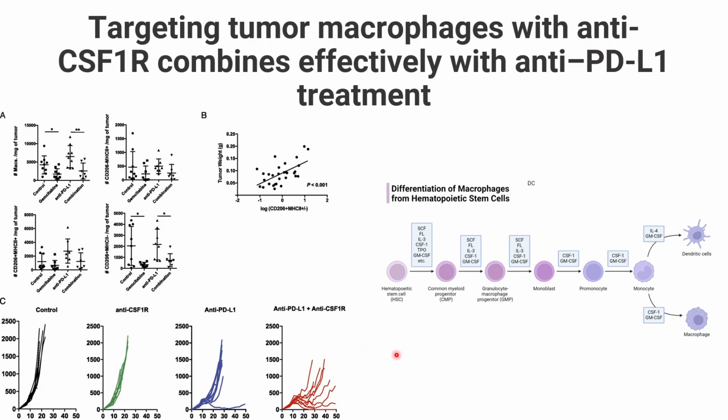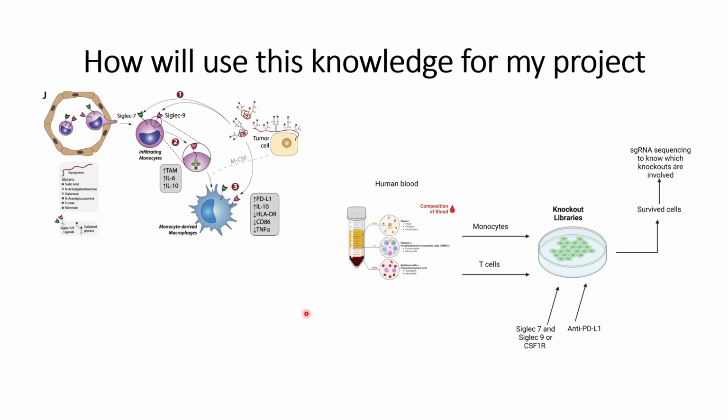From this they further validated their hypothesis that it is these M2 macrophages that are being inhibited by gemcitabine, and these M2 macrophages are working in this kind of tumors as pro-tumorigenic factors or pro-tumorigenic functions. So this is what we have inhibited. So how will we use this knowledge for the project?